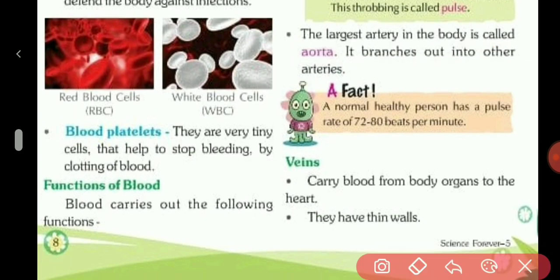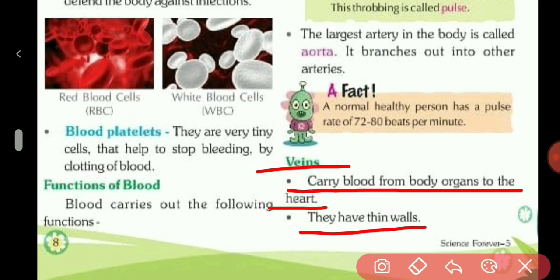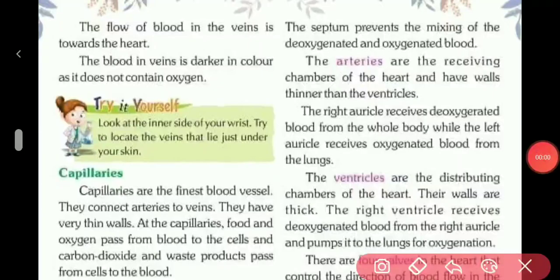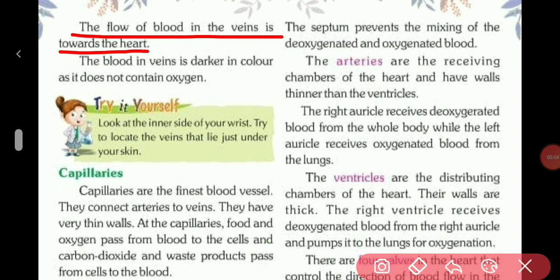Our second type of main blood vessels are veins. What are veins? Veins carry blood from body organs to the heart. They have thin walls. The flow of blood in the veins is towards the heart and the flow of blood in the arteries is away from the heart. The blood in veins is darker in color because it does not contain much oxygen.